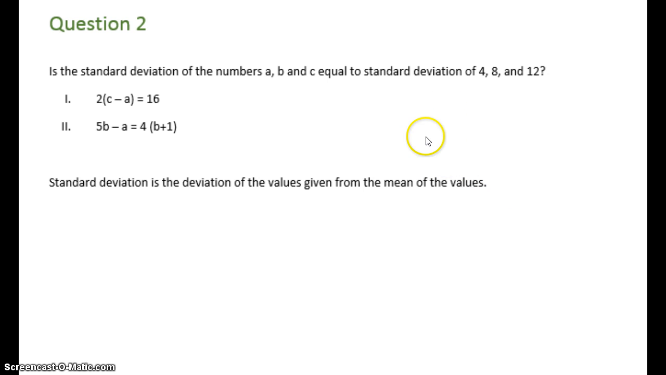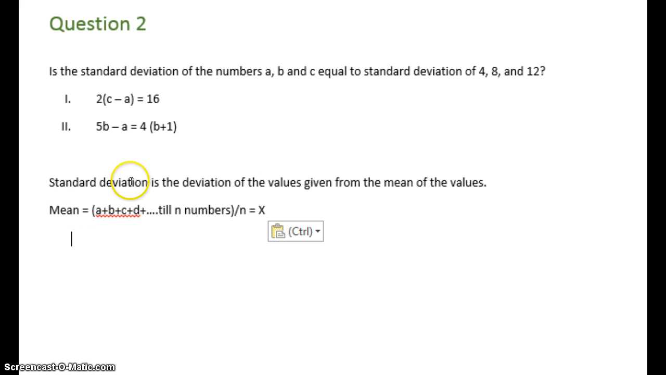Okay, so the mean of n numbers a, b, c, d and so on would be a plus b plus c plus d and so on till n, divided by n. This can be represented as mean equal to a plus b plus c plus d and so on, divided by n. Let us represent this as x.